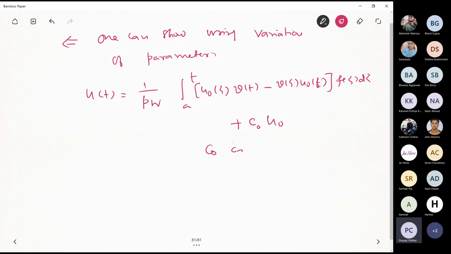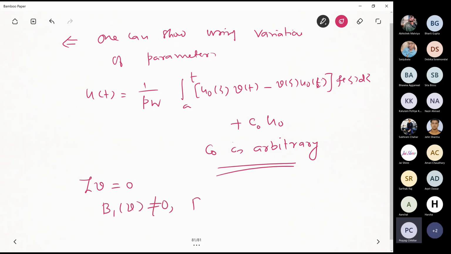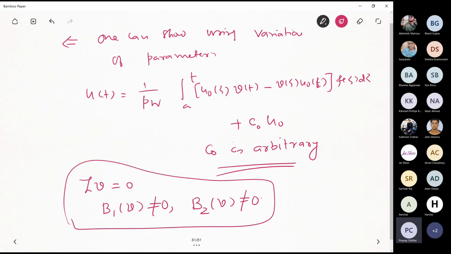c0 is arbitrary. So that's what gives the infinitely many solutions, where v is a function where Lv equals 0, with the conditions that b1v is not equal to 0 and b2v is not equal to 0. Since it is a second order equation, you have a 2-parameter family of solutions. From that family, pick one function which doesn't satisfy these two, and v is another solution which satisfies these two boundary conditions. Therefore, u and v will be linearly independent.